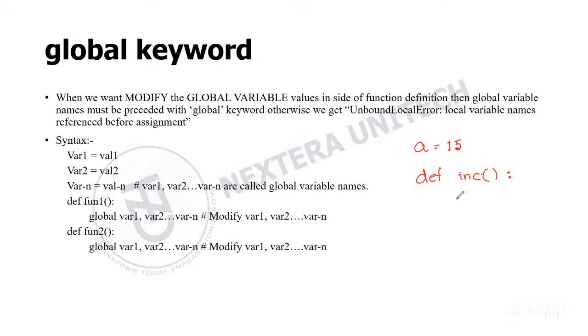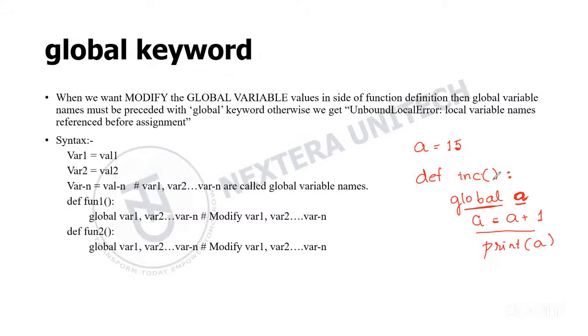So what should I do? I should be using the global keyword and I need to mention which global variable I want to modify. That is a. So now after mentioning this, I'll be writing a equal to a plus 1. So that will not give any error, and your function understands we are accessing the global variable a and we are incrementing it. And then we can print it.